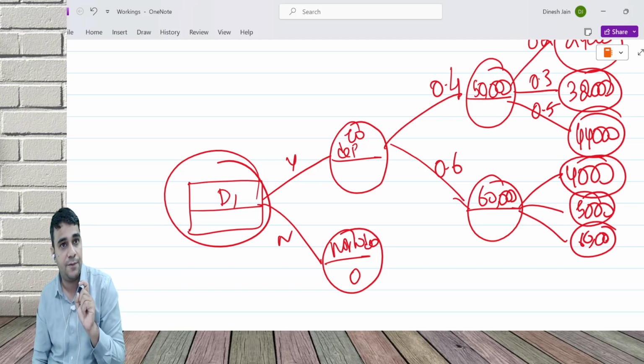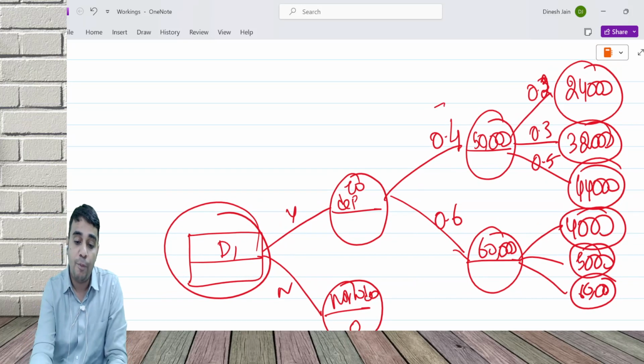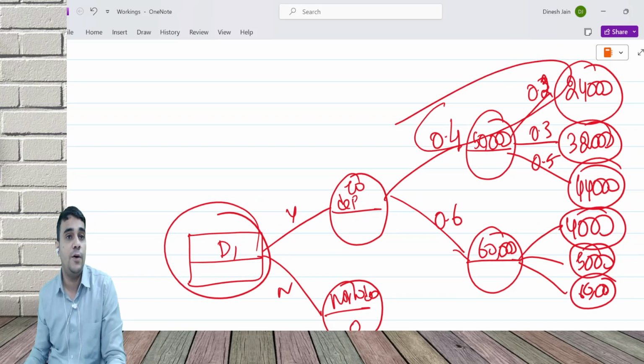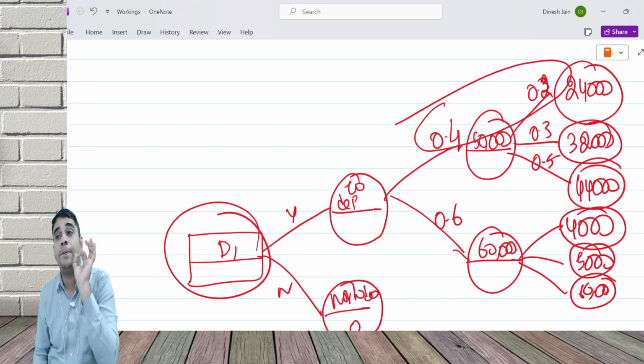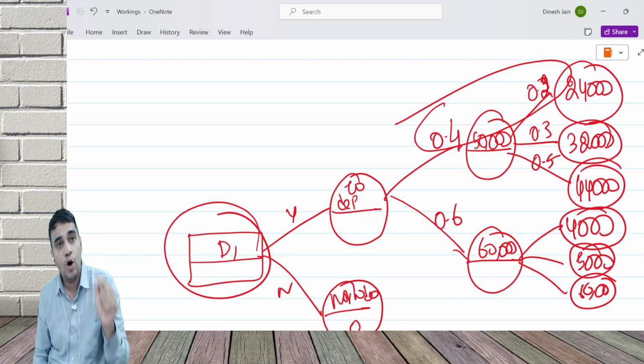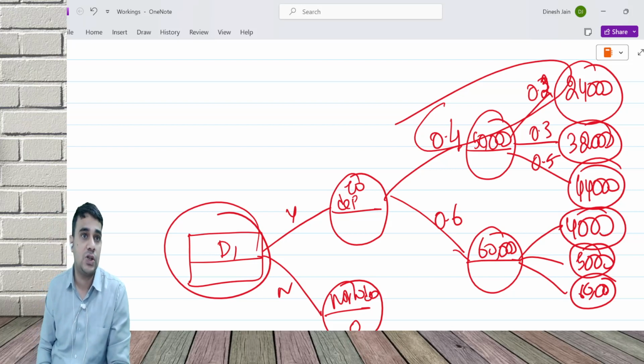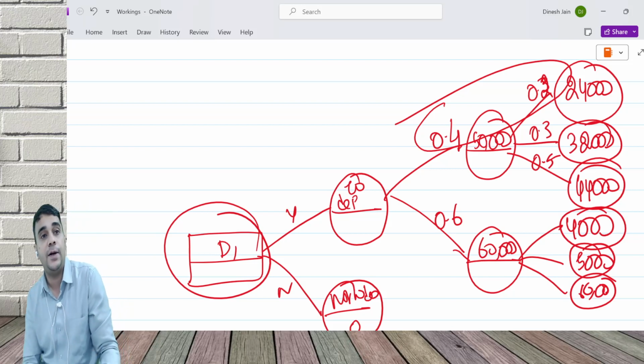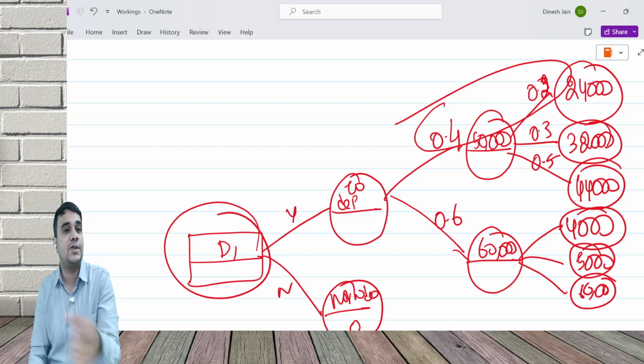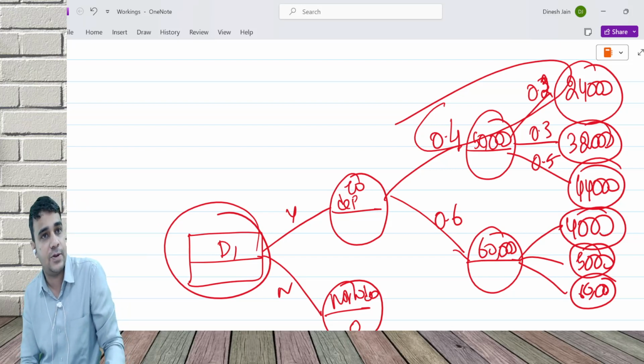For all these 6, you will have to get 6 different NPVs, and each of them has a probability. What is the probability? Joint. 0.4 into 0.2, 8% chance of branch 1. Second one, 0.4 into 0.3, which is 12% chance. 0.4 into 0.5, 20% chance. 0.6 into whatever number. All put together, 100% chance will happen.